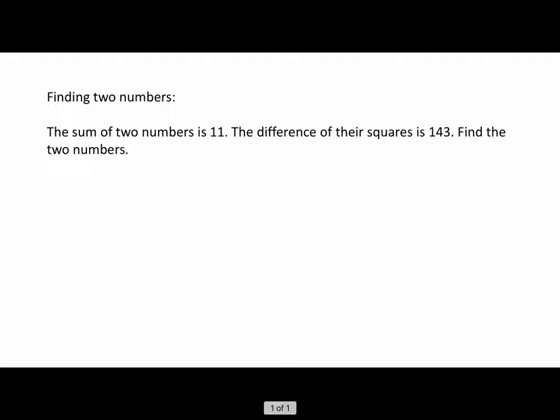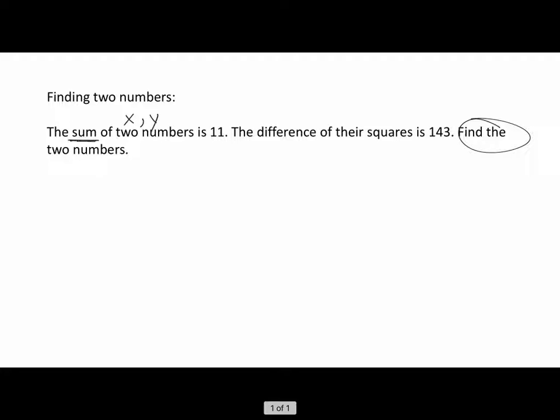In our fifth example here, finding two numbers: the sum of two numbers is 11. The difference of their squares is 143. Find the two numbers. So that's what we need to do, is find the two numbers. And they're very separate. So I'm going to use x and y to represent the two numbers.